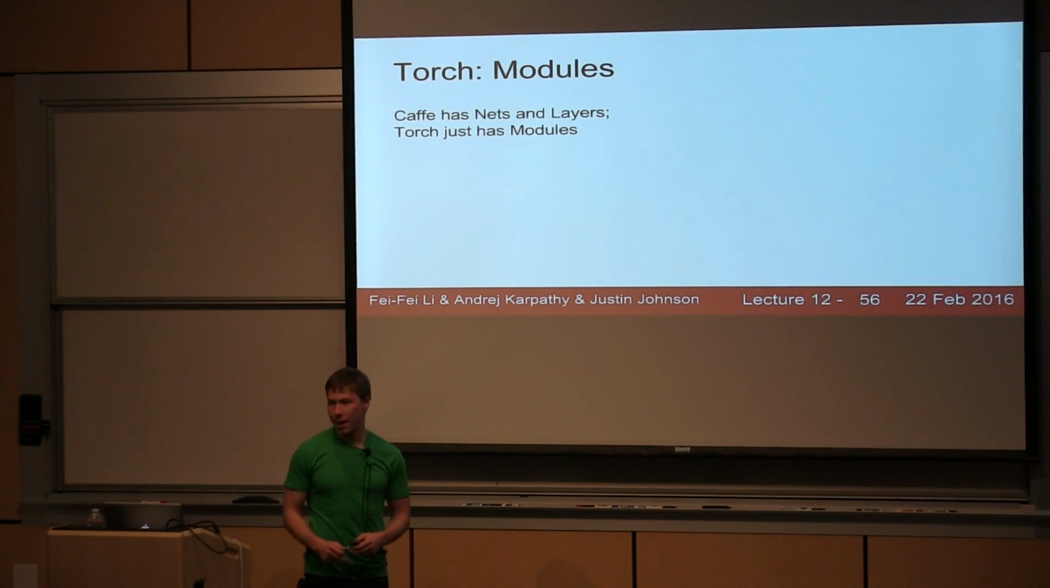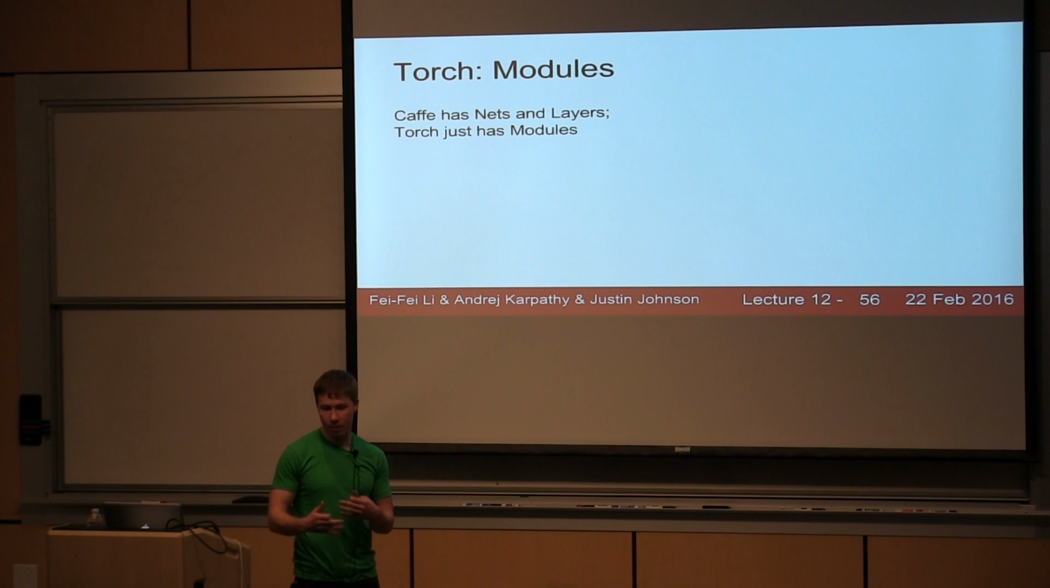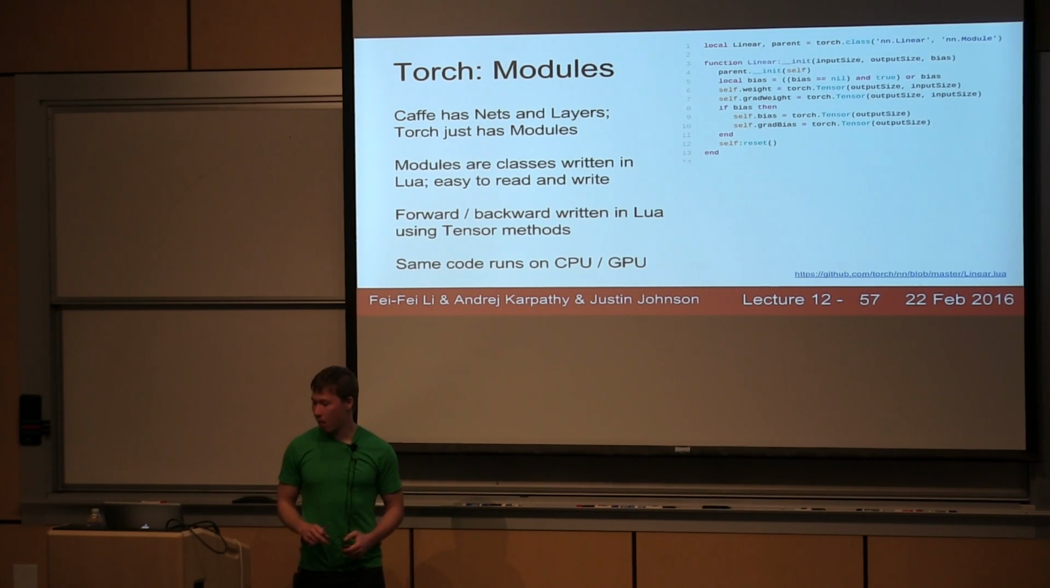Right, so as we saw in Caffe, Caffe sort of implements everything in terms of nets and layers. And Caffe has this really hard distinction between a net and a layer. In Torch, we don't really draw this distinction. Everything is just a module. So the entire network is a module, and also each individual layer is a module. Modules are just classes that are defined in Lua that are implemented using the Tensor API.